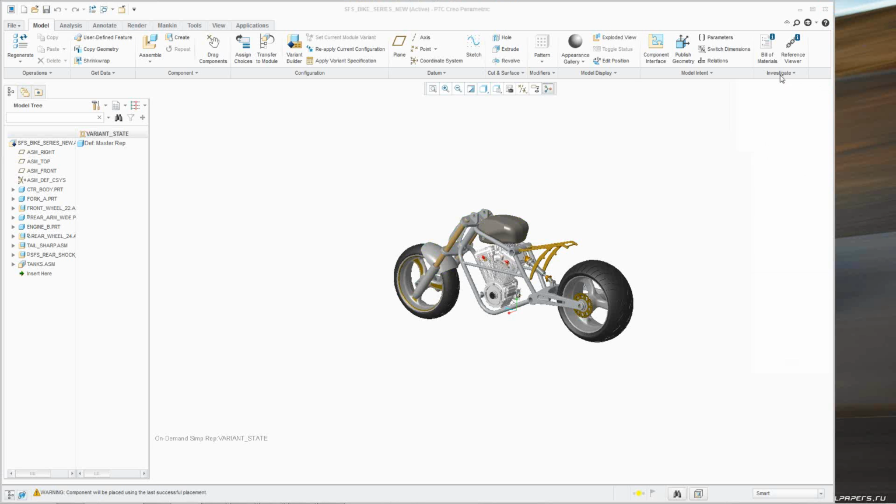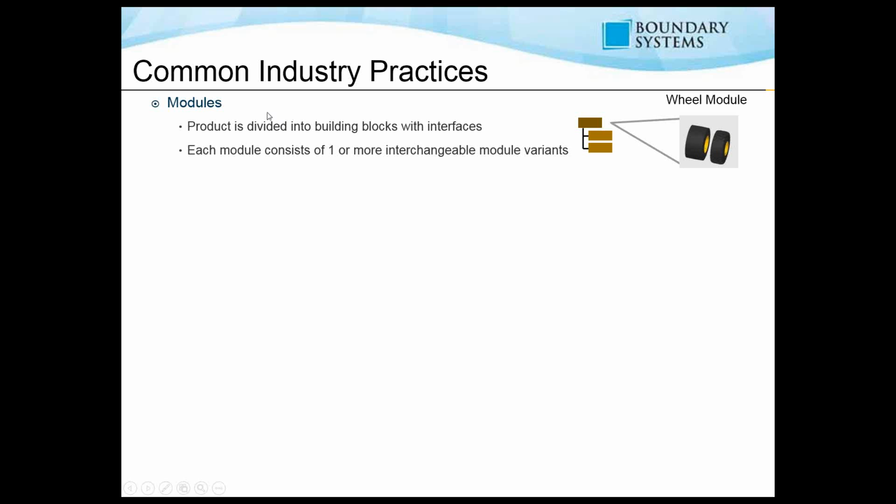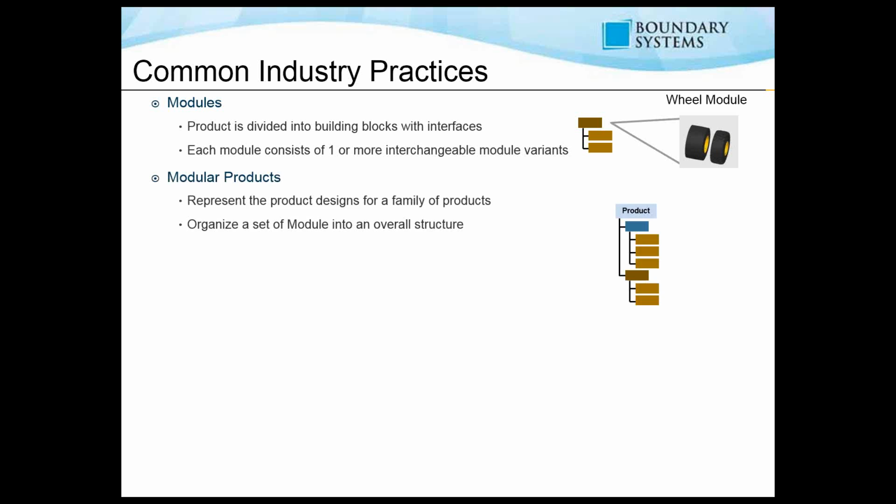I just realized what time it was, so I'm actually going to go back to here. And then once again, just a few simple things, modules, just as an overview. Common industry practices. Once again, modules provide a product divided into building blocks with interfaces. Each module consists of one or more interchangeable modules. Once again, as you see with tires, you have multiple tires you can do. Here we have multiple frames.